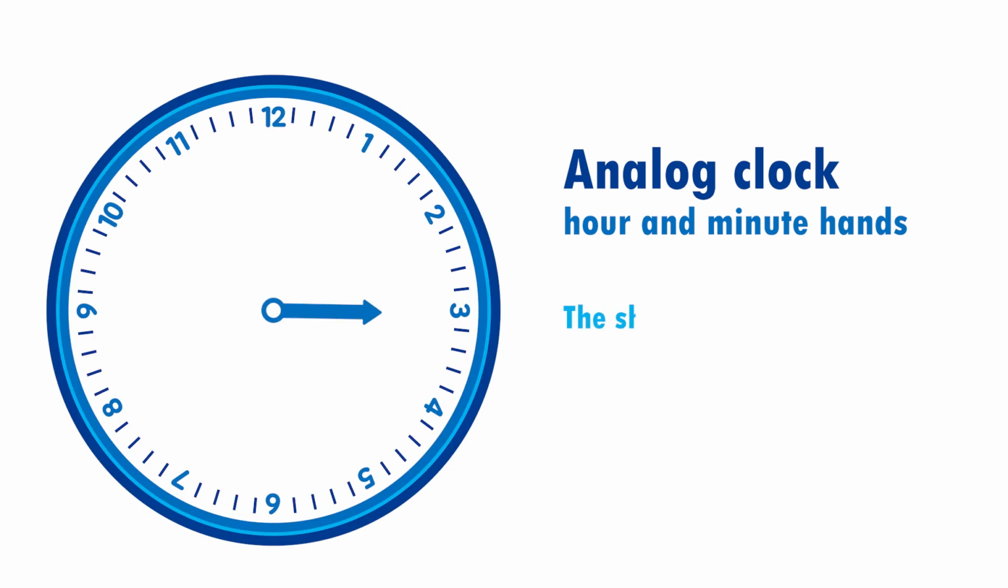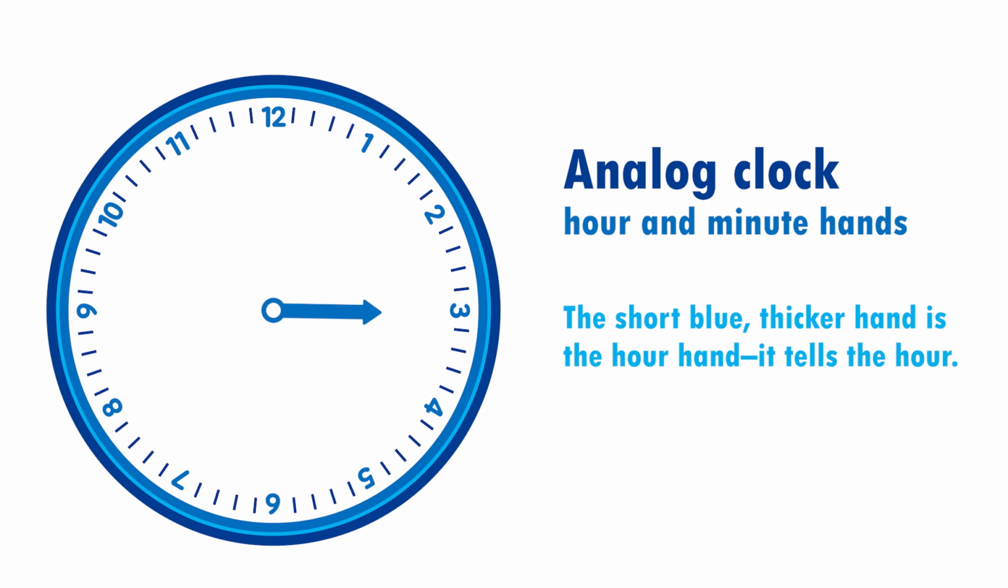Analog clock, hour and minute hands. Look at the clock face. The short, blue, thicker hand is the hour hand. It tells the hour. If it points exactly to a number, that's the hour. If it's between 2 numbers, the hour is the earlier number. So if the short hand is between 2 and 3, we say 2 something.